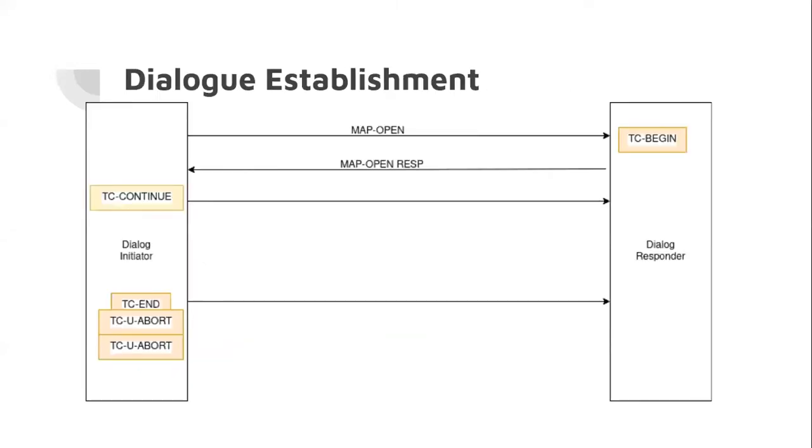So just to take you a little back, we look at how dialogue establishment happens. So this is a MAP primitive, MAP service. MAP open will always have a TC begin on the other end, and then you do a MAP open response. So now you have a dialogue. Now it's time to just delimit. So TC continue is triggered on this end, delimiting, and then once you think you're done, you have a TC end or a TC user abort. This should be a P-abort, TCAP abort, and then the dialogue is terminated.